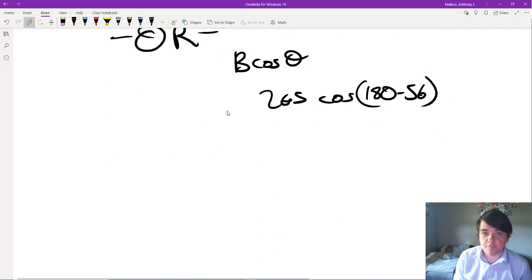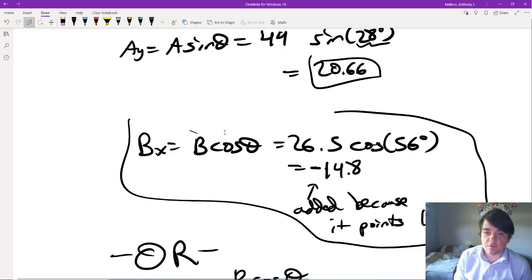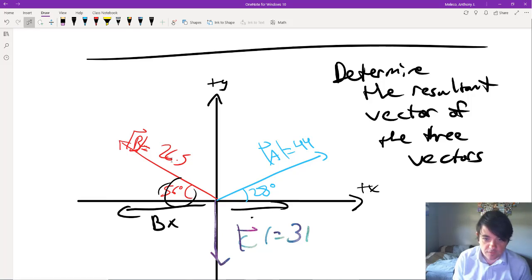I kind of prefer this way because it's easier for me to visualize. I can see that this angle is right here, and I can see the adjacent side. This is clearly bx to this, right? Just like this was ax. But if you want to use this angle, it works as well. Okay.